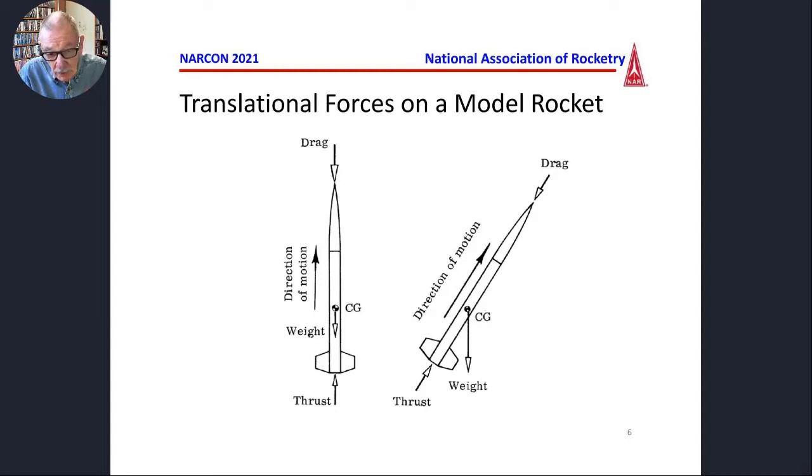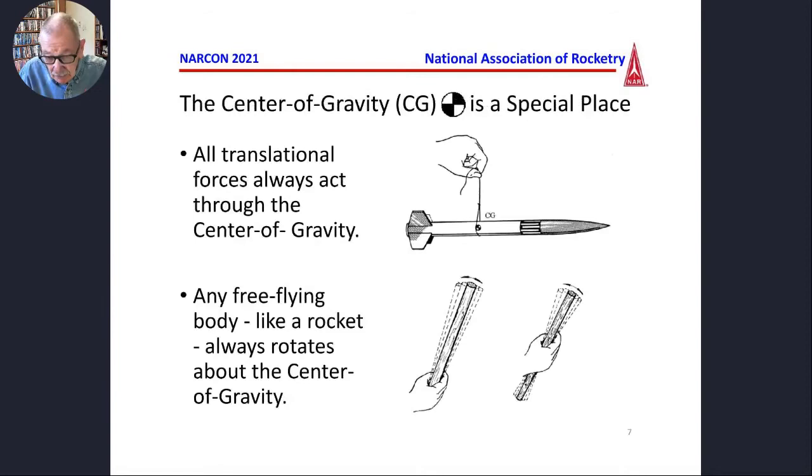But then there are also other kinds of forces that act elsewhere on a rocket. Well, let's talk a little bit more about the center of gravity. The center of gravity is special because, as I said before, the translational forces, the thrust, the weight, the drag, all act through the center of gravity. Now, the center of gravity is where the mass of the rocket is equally distributed on either side, so that's where it balances.